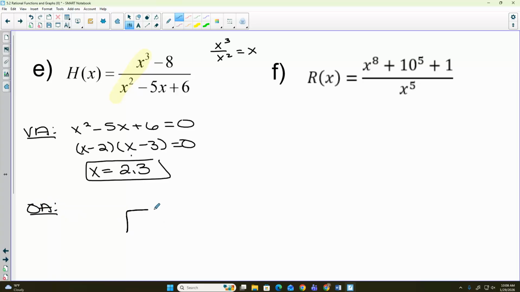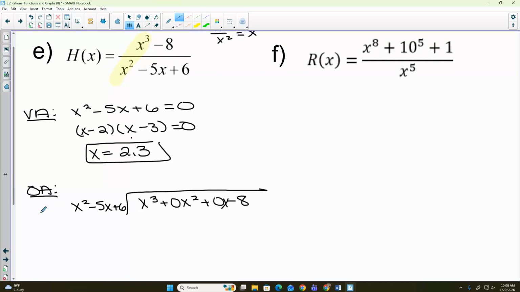All right, so we're going to do our long division. So we have x cubed, we can put in 0x squared and 0x if you want, otherwise you just have to be careful when you add like terms. Okay, then remember, it's 3 steps. You divide. What's x cubed over x squared? x. Then you multiply. You take x times the x squared minus 5x plus 6. You get x cubed minus 5x squared plus 6x. Then we subtract. So we put a negative here.